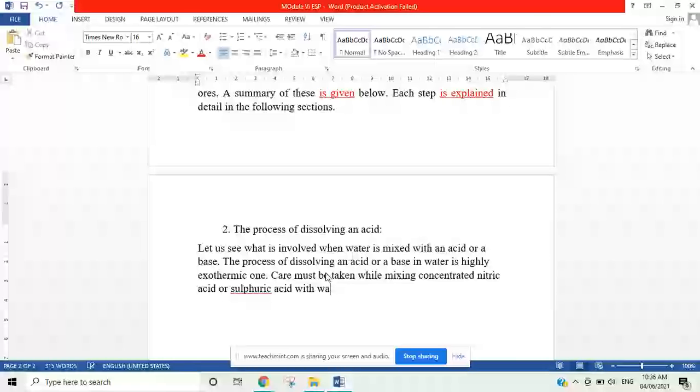The acid must always be added slowly to water, with constant stirring.